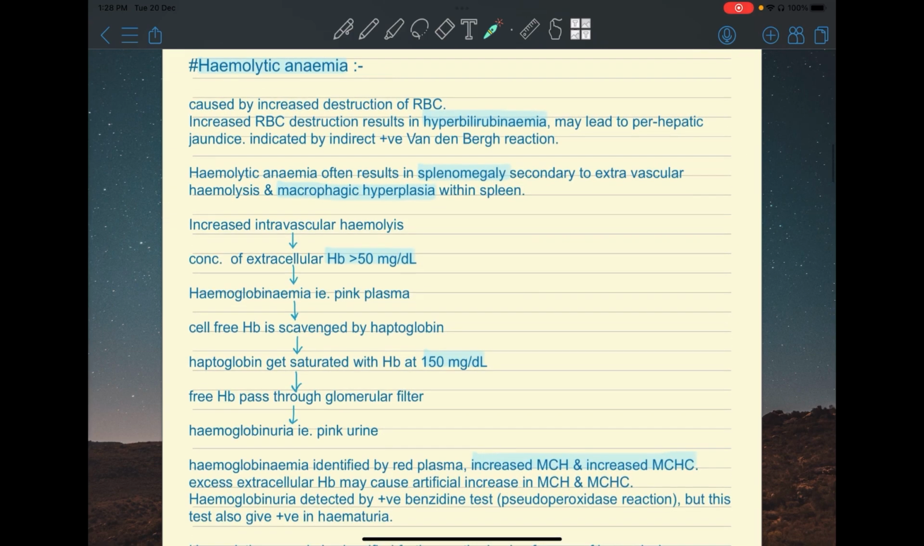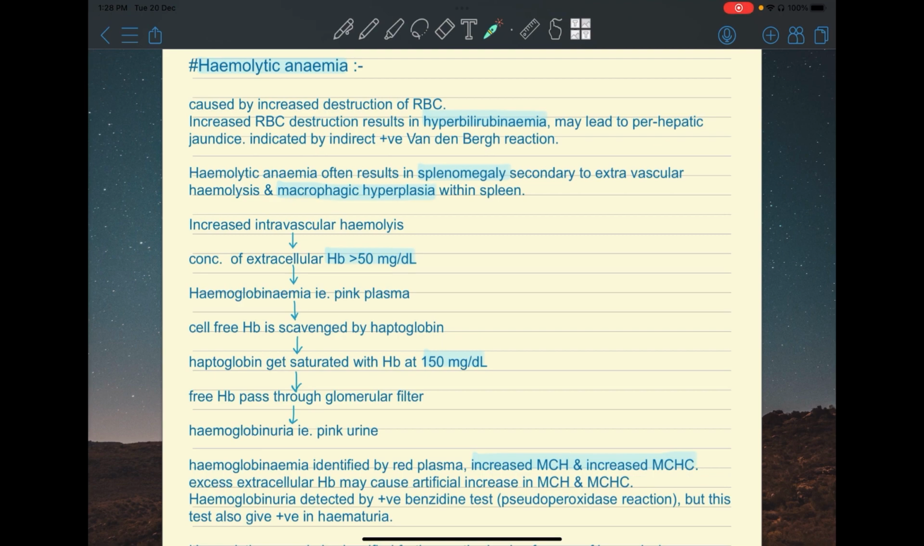Hemolytic anemia. Hemolysis means destruction of RBC. So when there's increased destruction of RBC, we call it hemolytic anemia. You know that RBC contains hemoglobin, so when there's increased destruction of RBC, there will be release of free hemoglobin. This hemoglobin is cleaved into heme, and this heme is then converted into bilirubin. So increased RBC destruction will result in hyperbilirubinemia, and this may lead to prehepatic jaundice.